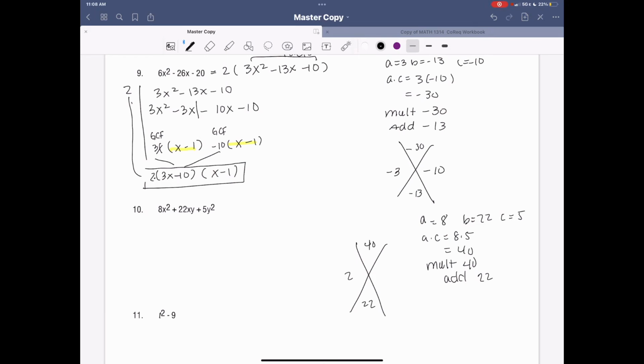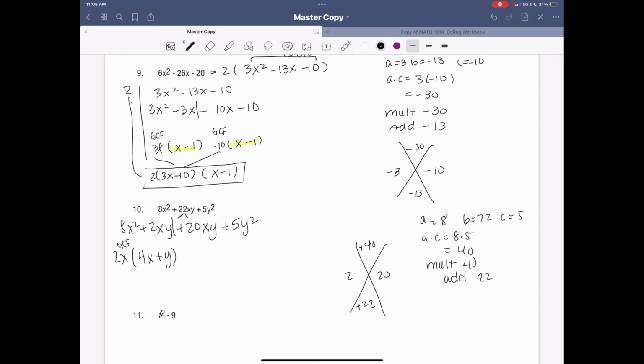So I have 2 and 20. So again, they're both positive. So I'm going to get 8x squared plus 2xy plus 20xy plus 5y squared. Because we expanded the 22, I look at the first half, and I'm factoring a GCF of 2x, 4x plus y.